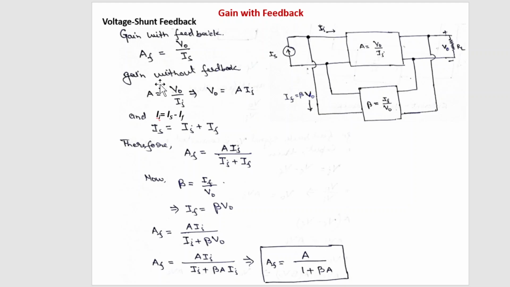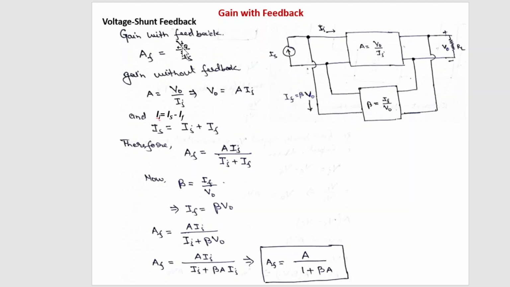So this gain without feedback can be written in terms of IS and IF, or this current II can be written in terms of IS and IF, or as we require, when we require what we have to write, accordingly we will write. So we can write IS, the source current, as II, the input current, plus feedback current. So let us try to find out gain with feedback.